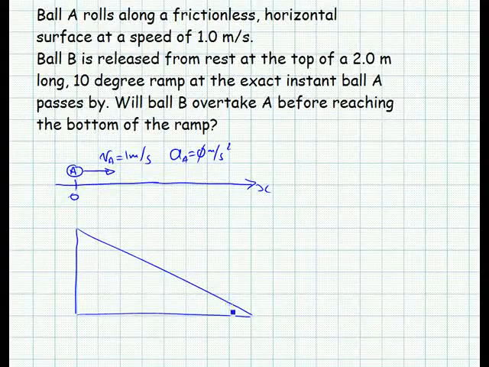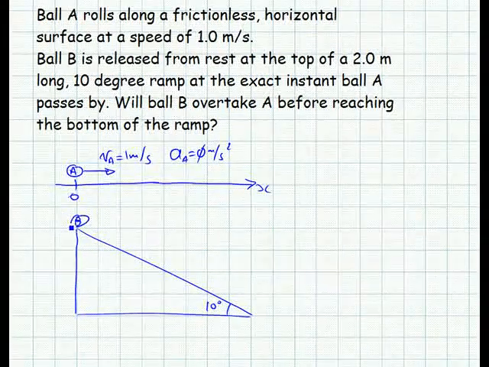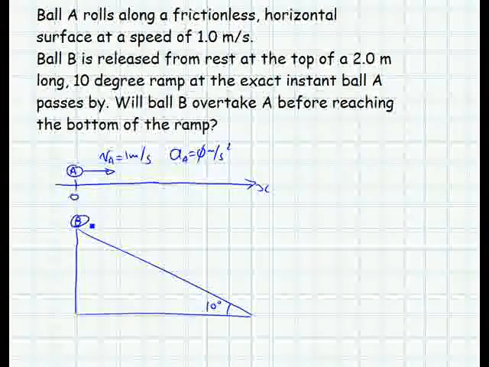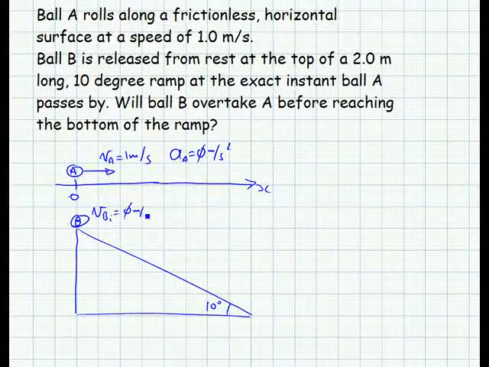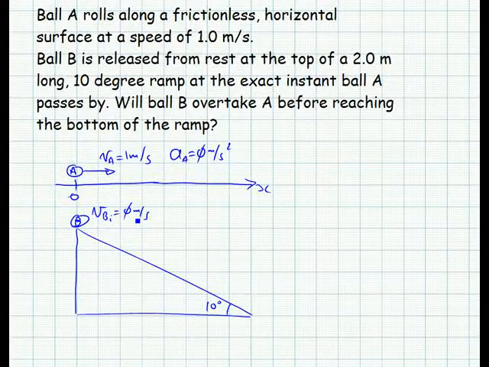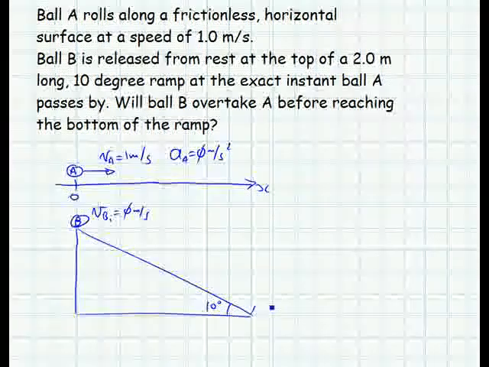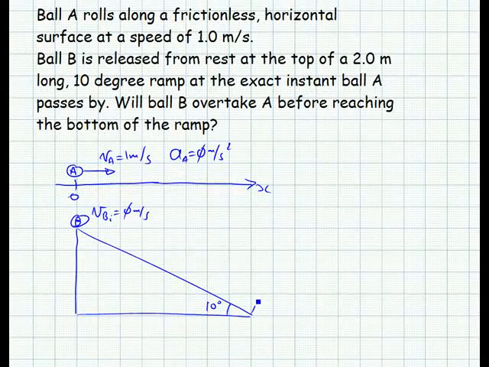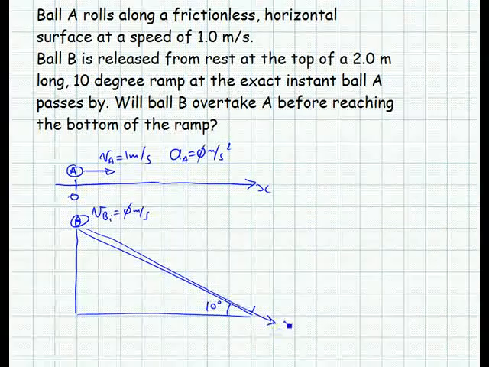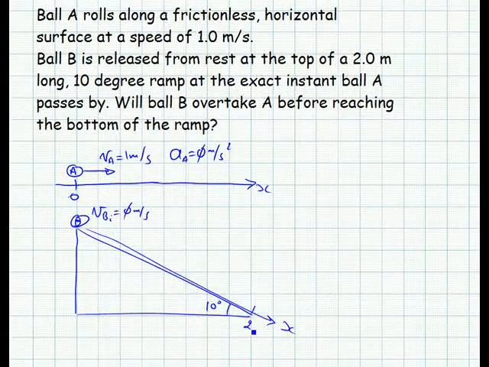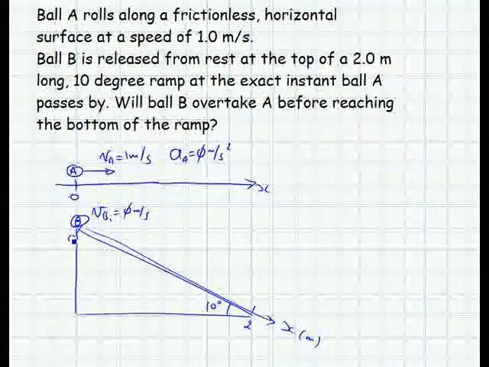So our ramp is 10 degrees, and here's ball B. Now it's released, which means that velocity B initial is 0 meters per second. Okay, and this whole ramp is 2 meters long, so I'm going to choose the x direction for ball B to be in this direction. So this is 2 meters down there, if this is in meters, and this is my 0, of course, origin.